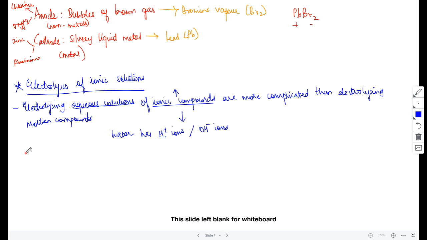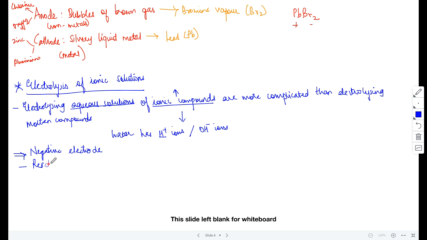Now we'll see what is happening at the negative electrode and what is happening at the positive electrode. I'm talking about the negative electrode, the cathode. Here we saw that the metals are getting attracted. Metal ions or hydrogen ions are positively charged. So whenever we get metal or hydrogen during electrolysis, it depends on the position of the metal in the reactivity series.